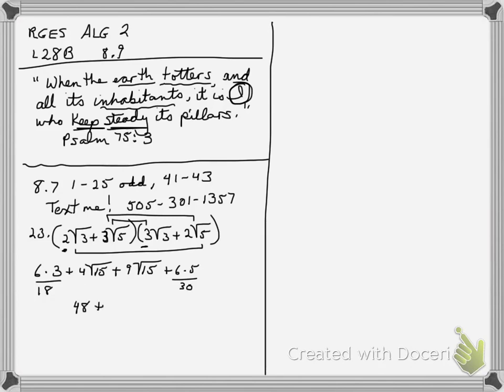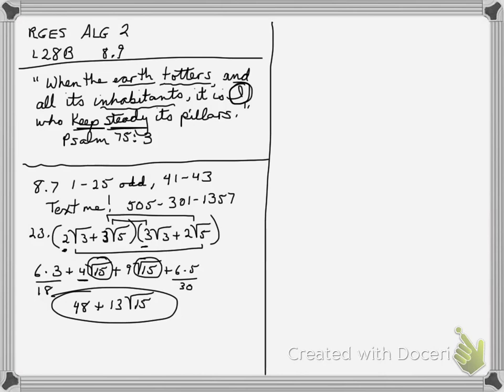Both the middle terms have similar terms, so we can add them, because they have the same index, same radicand, and so that would be plus 13 square root of 15, and that's my answer.